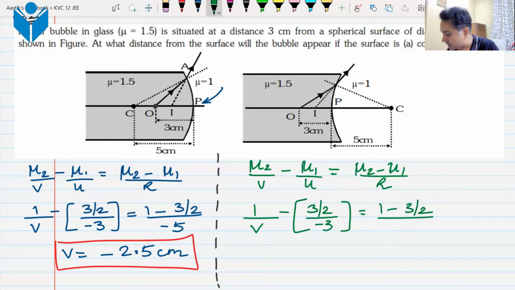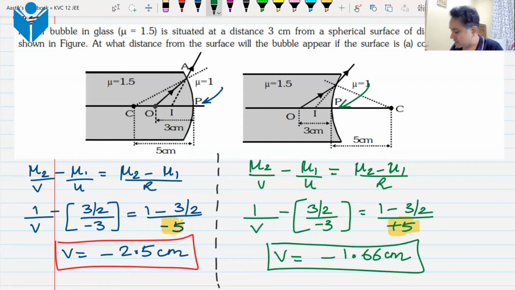What is the value of r now? This surface. Plus 5, sir. Plus 5, and that is the difference between these two questions. Here it is plus 5, there it was minus 5. You put the values, get the answer. I think the answer that you will get is minus 1.6 something, 66 to be very exact. That is the answer that is given to me, and that is how you have to solve it. Everyone got this? Yes, sir.